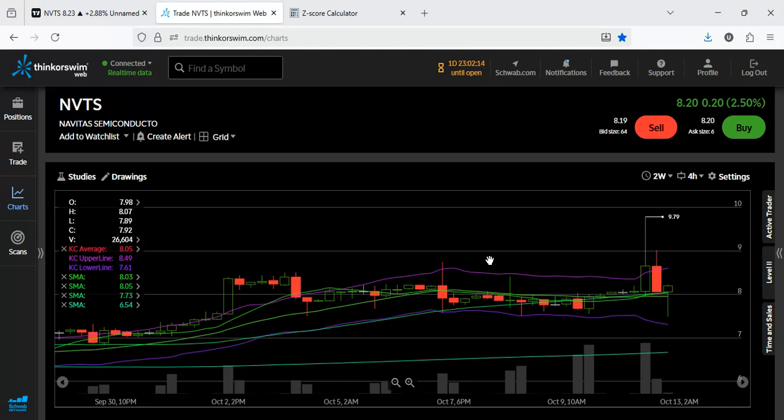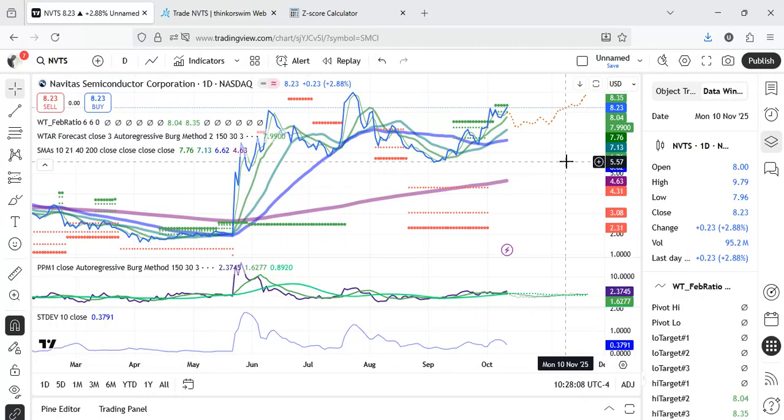NVTS was trending yesterday, the 10th of October 2025, and settled with a gain of 2.88%. Later on, it was discounted further in the post-market session, down to a gain of 2.5%. The intraday high in that session was $9.79. A lot of above-average volume traded in that session, 95.2 million shares, even though that is not the highest so far this year.